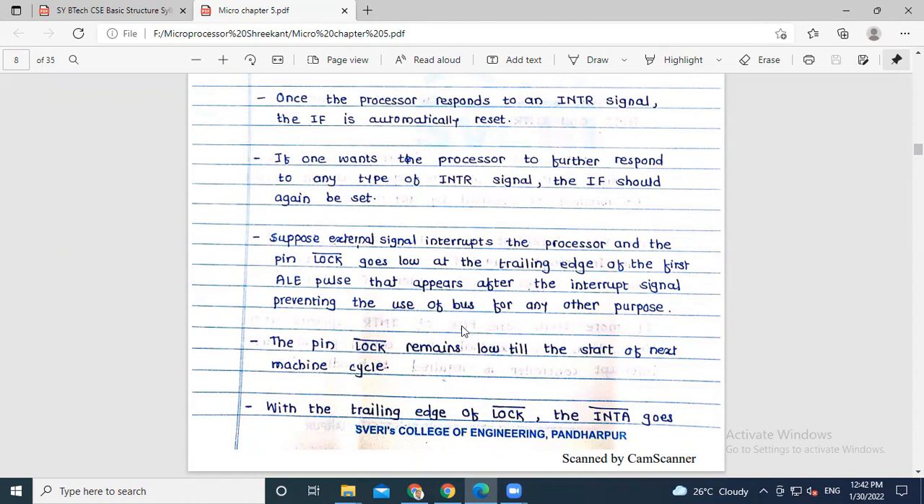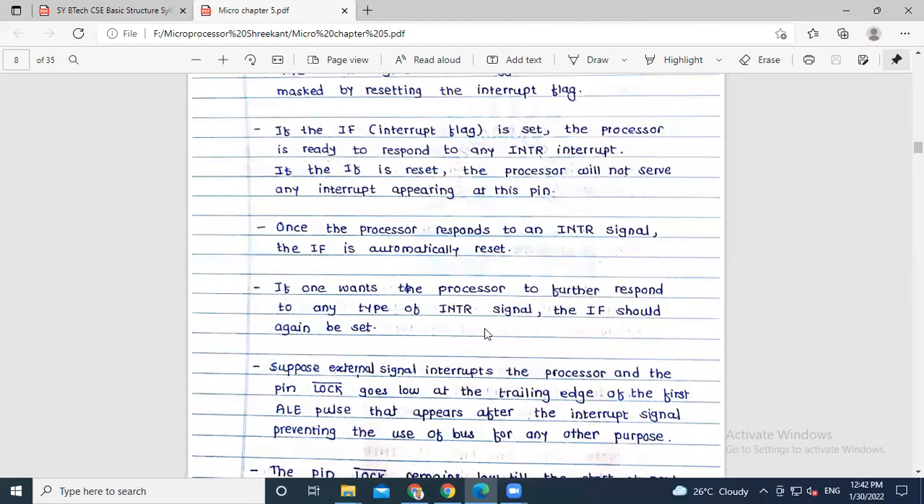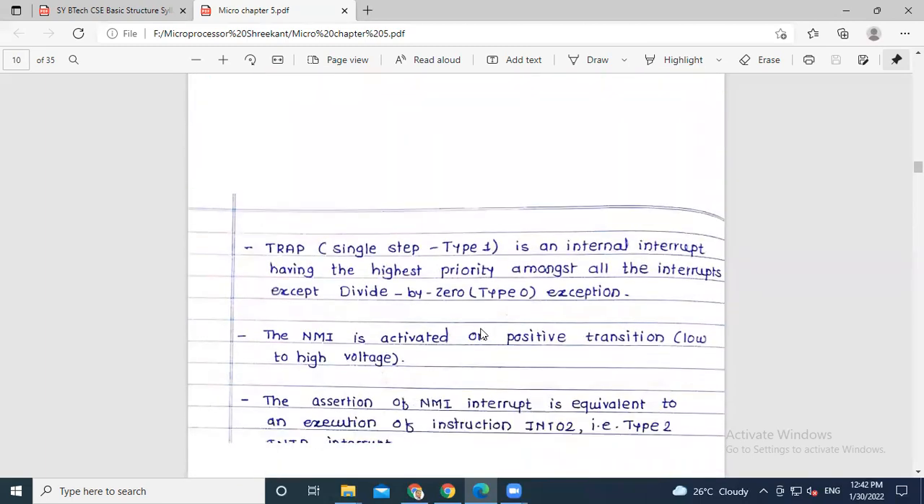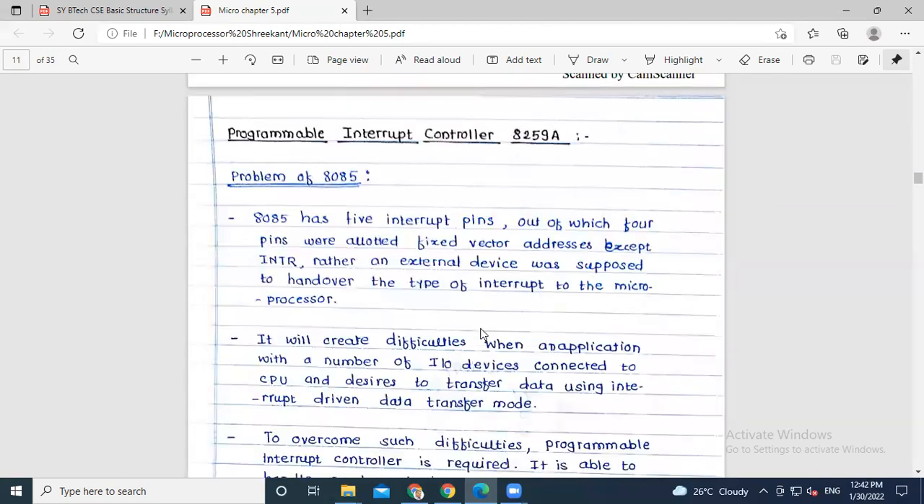If the problems are big, which are not handled by maskable and non-maskable interrupts, then we go for an external device, that is the 8259. That one we call the programmable interrupt controller, the 8259.